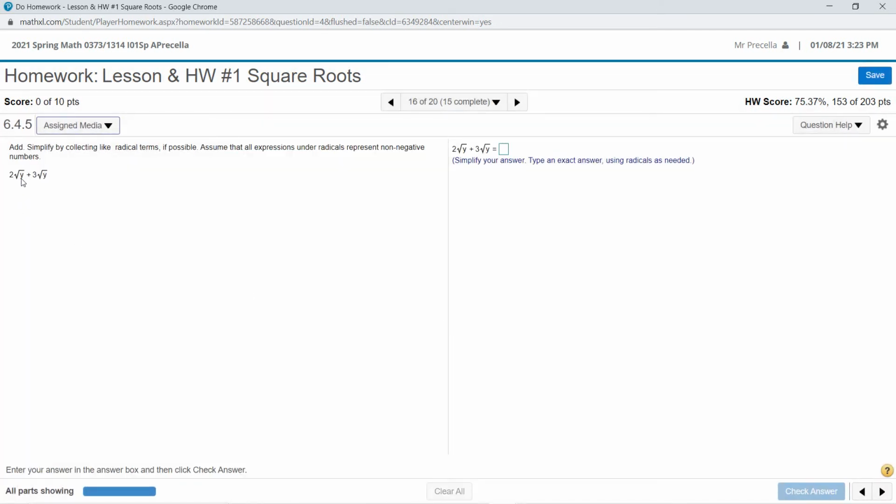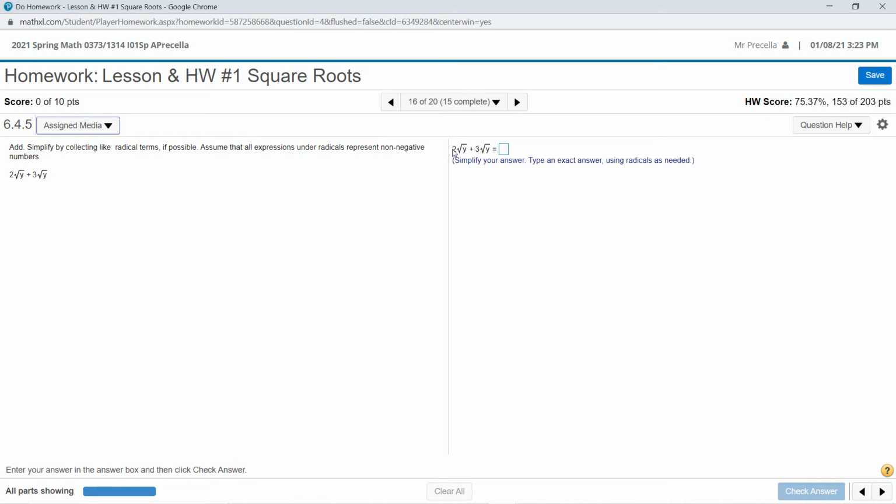Okay, let's see. Here on number 16, there's really not a lot of work to do. 2 square root of y plus 3 square root of y. The instructions say add, simplify by collecting like radical terms if possible. Oh, and then they say assume that variables represent non-negative numbers. We'll discuss more of that the next time.